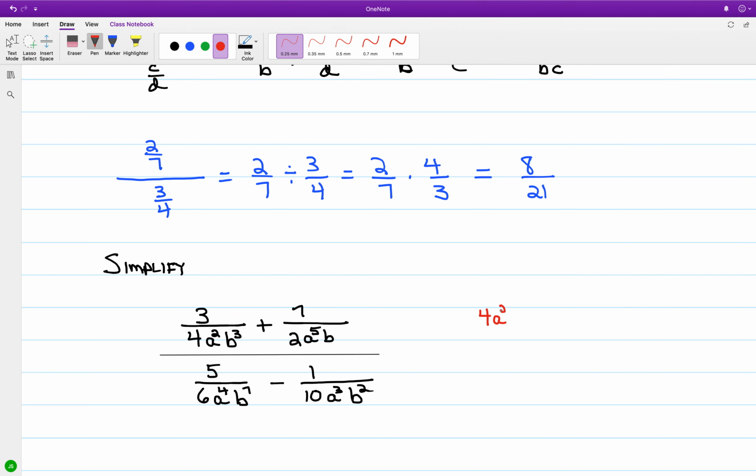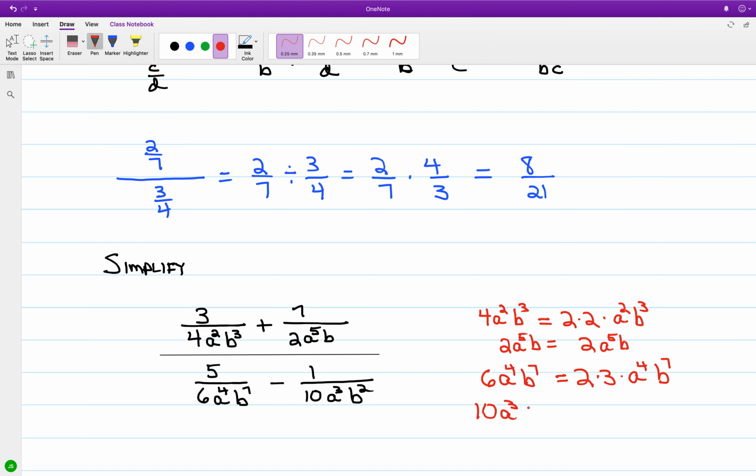Now, taking what we have, we look for the least common denominator. We have 4 a squared b cubed. The prime factorization for 4 is 2 times 2, and we have a squared b to the 3rd. And we have 2 a to the 5th b; 2 is already a prime number, and we have a to the 5th b. Now for 6 a to the 4th b to the 7th, we have 2 times 3 times a to the 4th times b to the 7th.